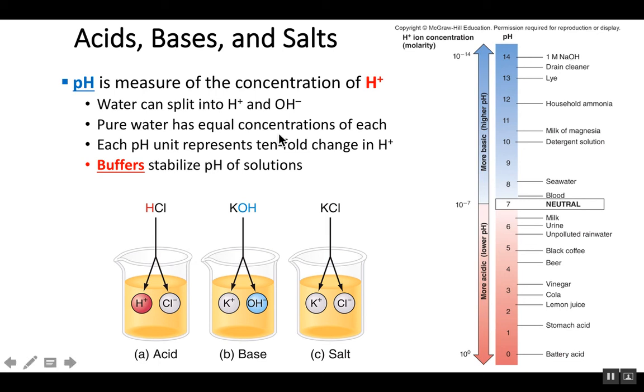So just to review, we need to understand what an acid is, what a base is, what a salt is. We need to understand the pH scale. Remember, the lower the number, the more acidic. We need to understand what a buffer is because we're going to be discussing bicarbonate when we get to the bloodstream. And we need to understand that on the scale, each unit is 10 times more acidic or more basic.